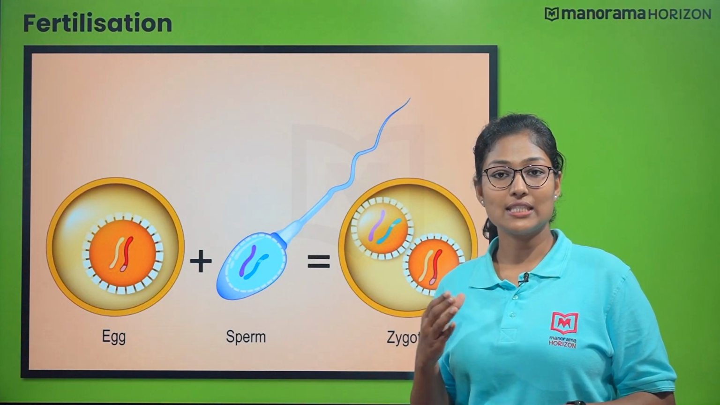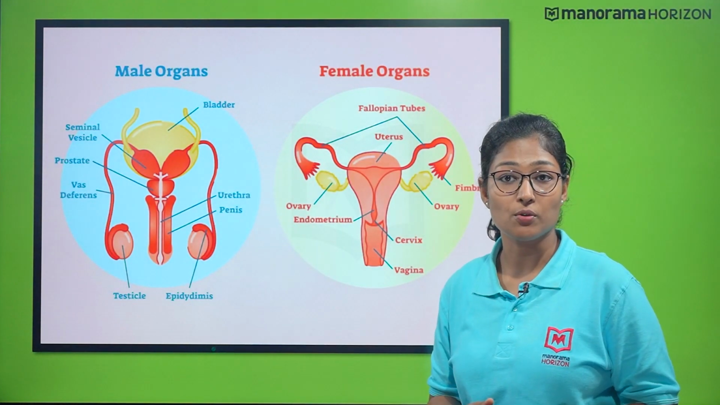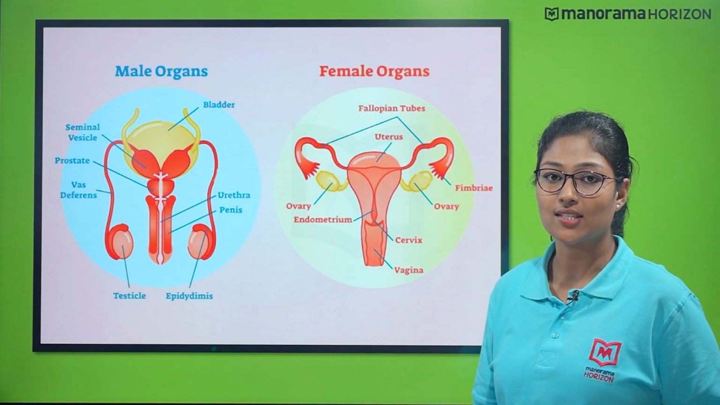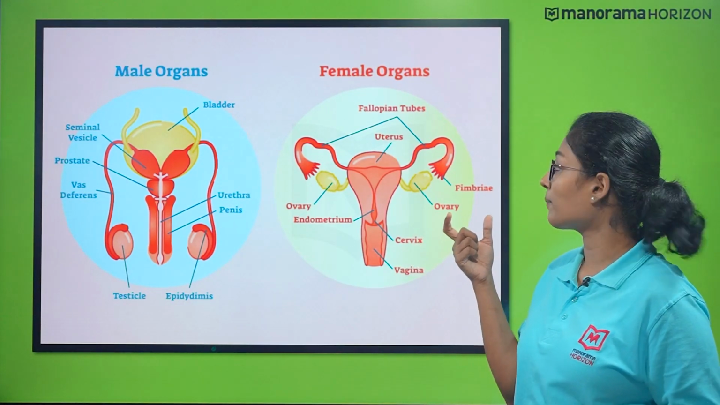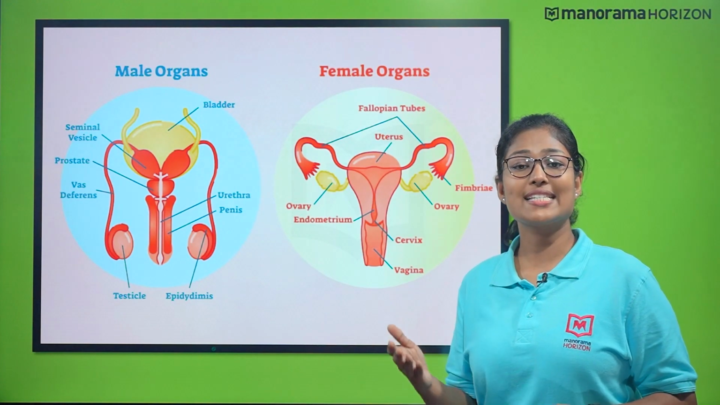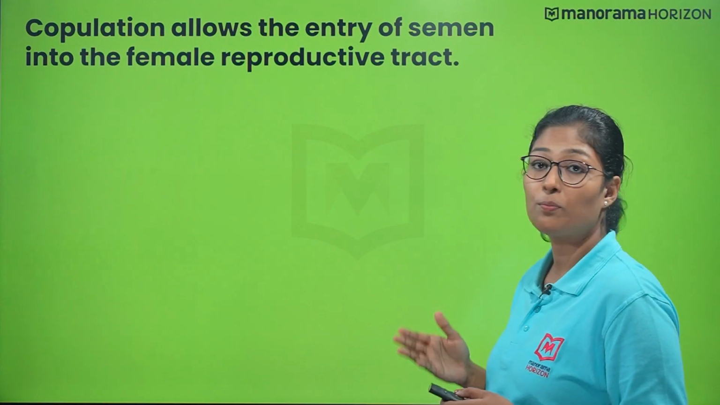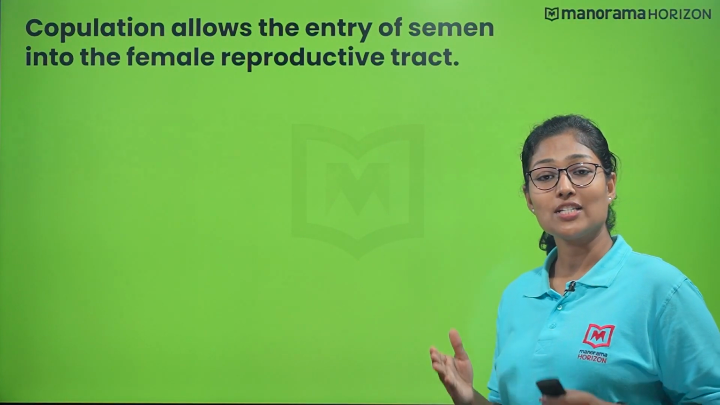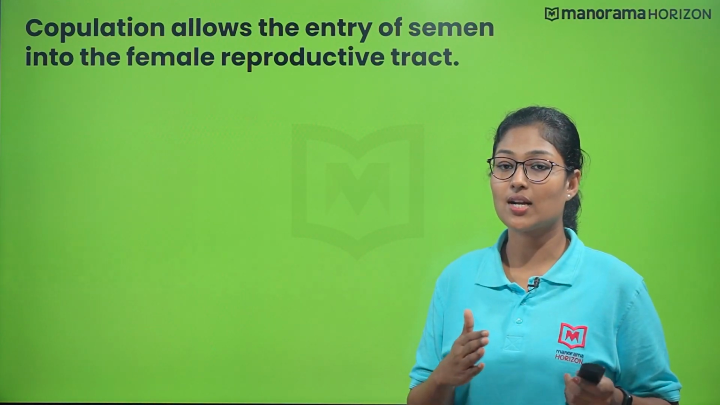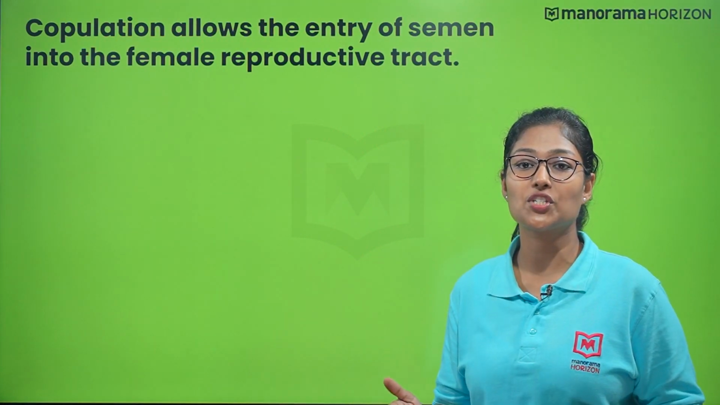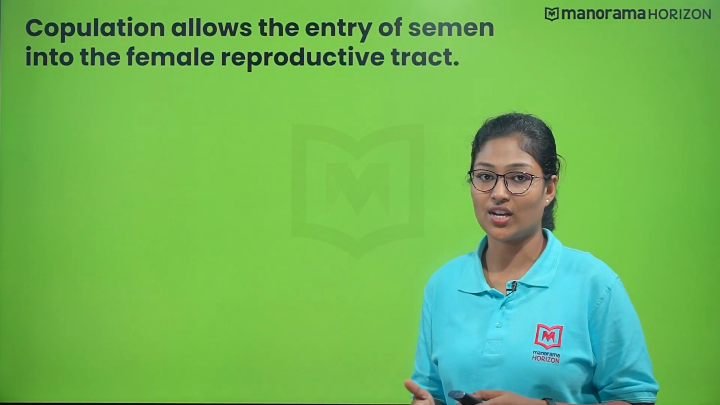Here, recall that sperm is a male gamete formed in the seminiferous tubules of the testes of human males, and ovum is produced in the ovaries of females. So, how do these gametes come in contact for fertilization? The answer is copulation. Copulation is the process that facilitates the release of the semen, comprising sperms and the secretions of the male accessory glands, by the penis into the vagina.